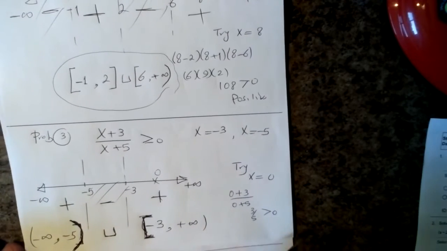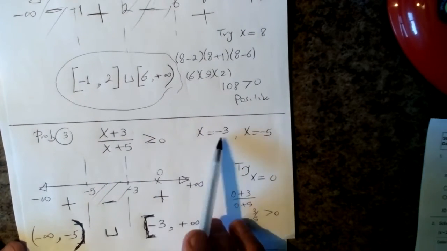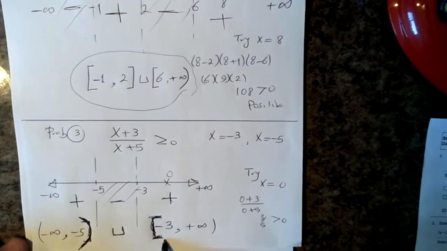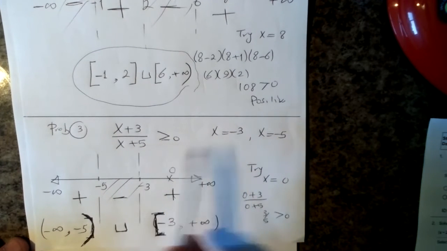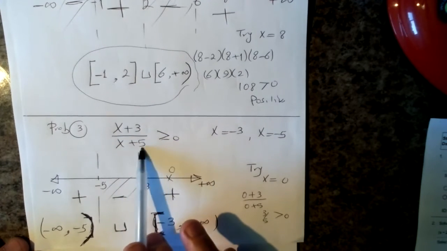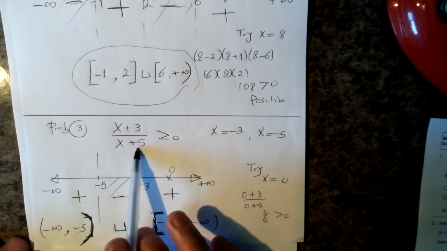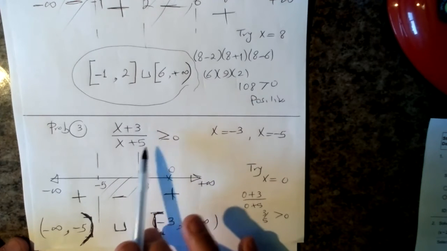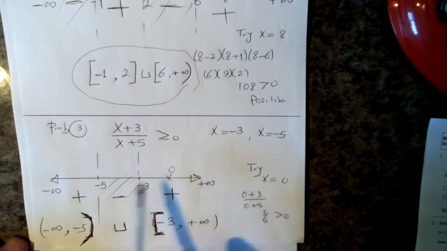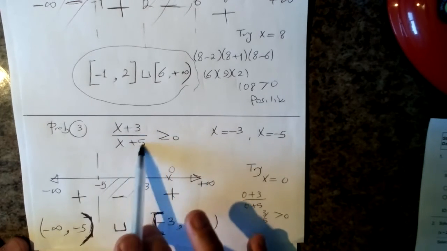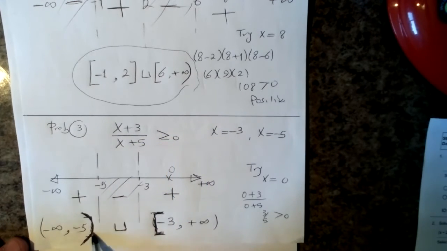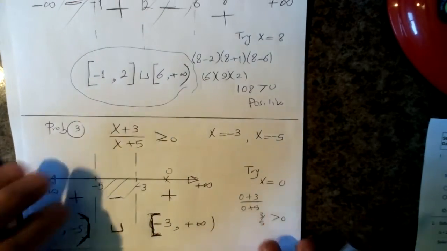See, for -3 it's the bracket, but not for -5. Why? Because it's at the denominator. It cannot be -5. If you put -5, it's undefined. So just in case of fractions, the process is very similar. It's just the number that makes the denominator 0. Do not use the bracket, use the parentheses.